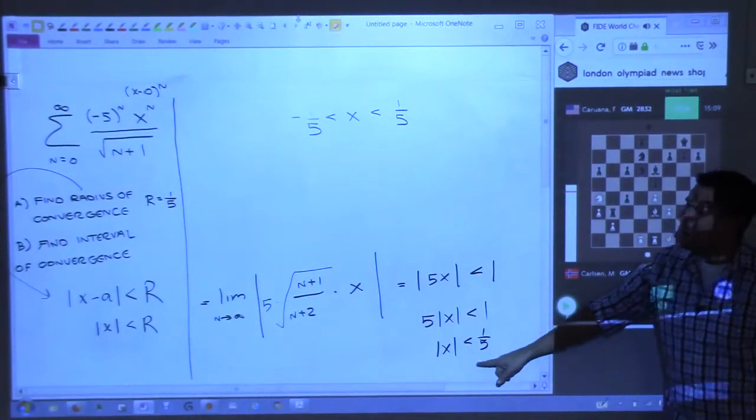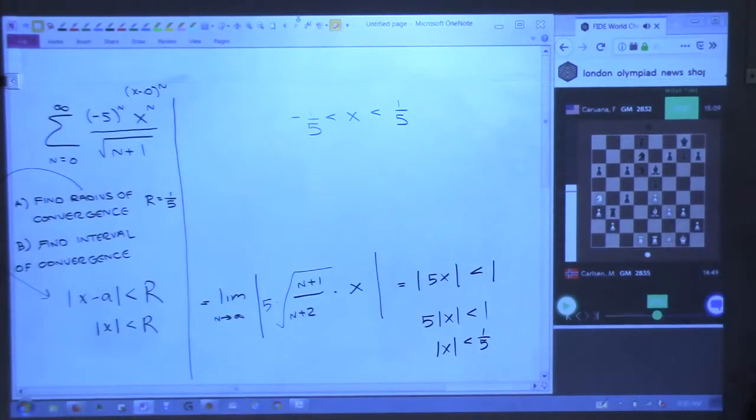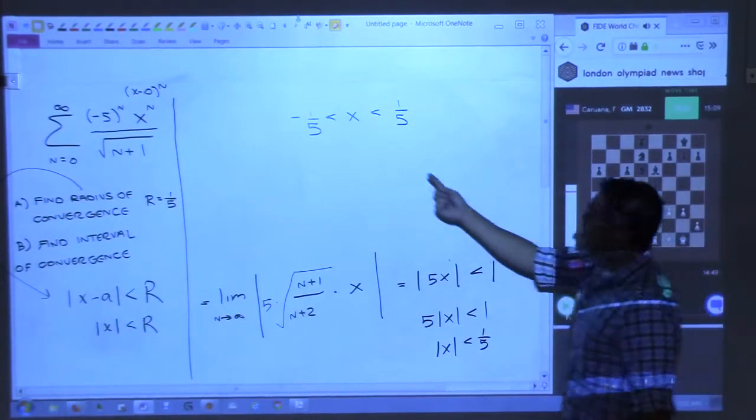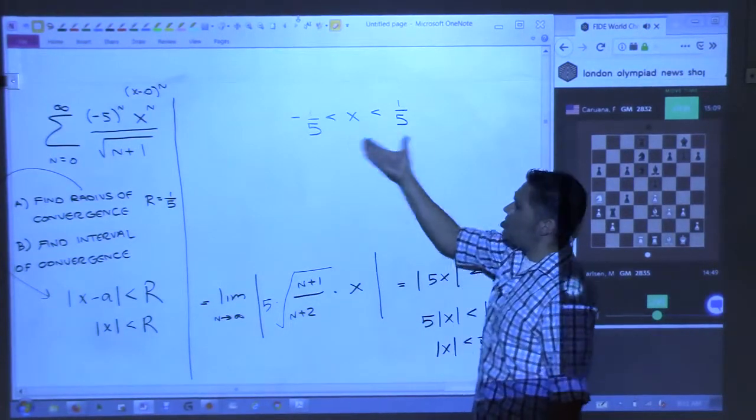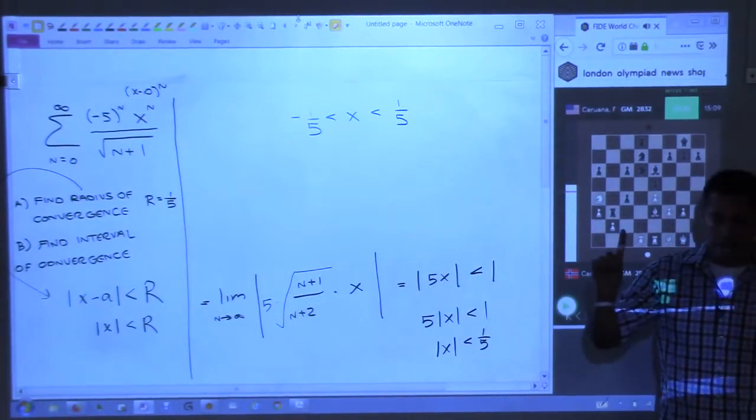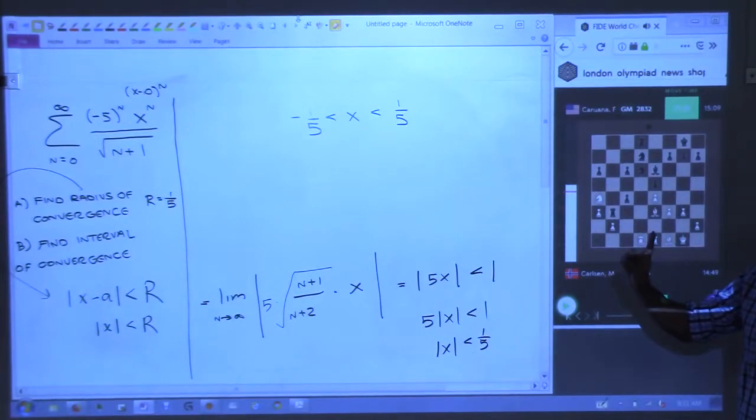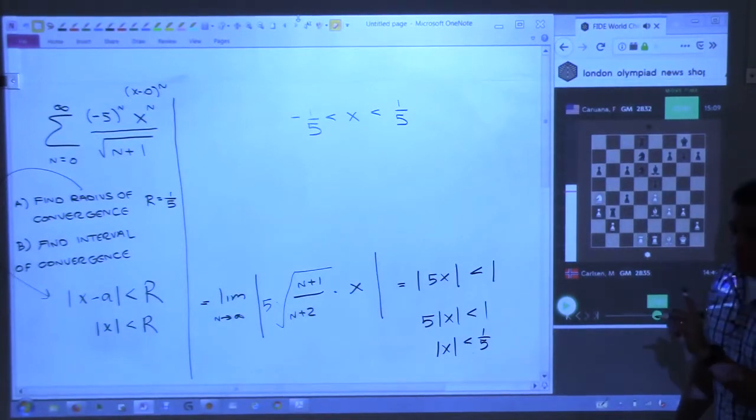That's me just dropping the absolute value and introducing the left side. And do we have x by itself here? Yes. So this is our interval of convergence so far. So far. All right? We're not done.